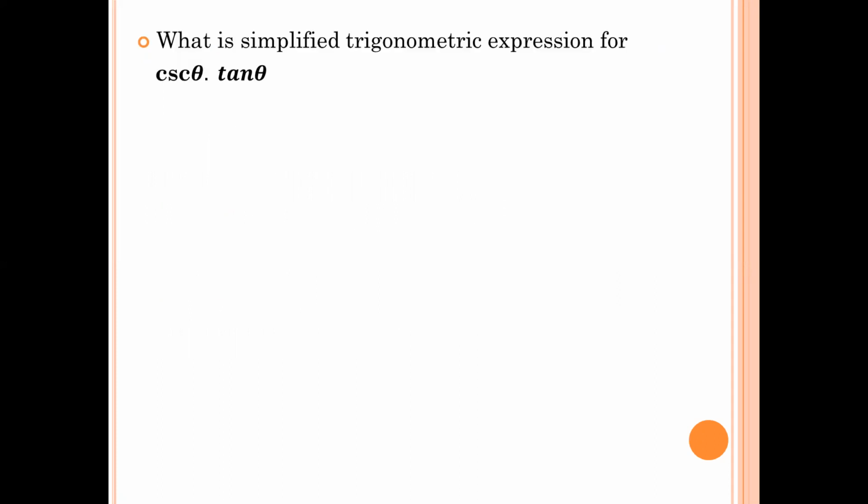Now, here, what is the simplified trigonometric expression for cosecant times tan? Here I give you cosecant and tan. We want to see what is the simplified trigonometric expression for it.